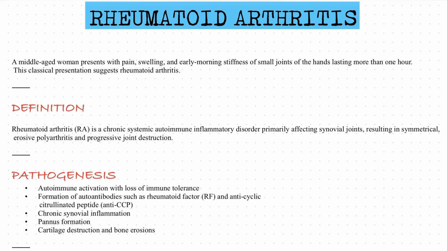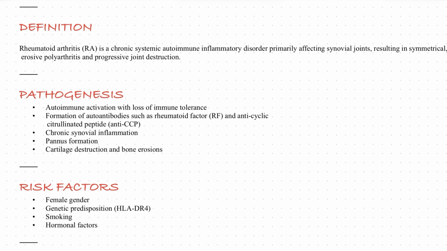So let's see the case. A middle-aged woman presents with pain, swelling, and early morning stiffness of the joints of the hands lasting more than 1 hour. So pause the video. What comes to your mind? The differential diagnoses of this case? The diagnosis is rheumatoid arthritis. So let's dig into the rheumatoid arthritis topic.